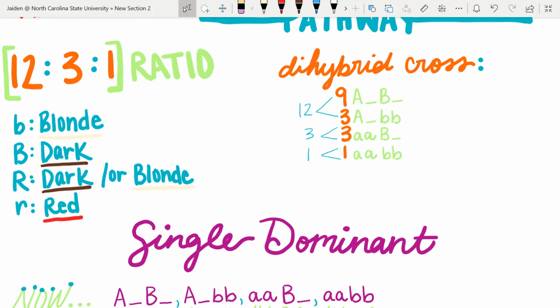So single dominant has a 12 to 3 to 1 ratio that results from a dihybrid cross. Also, we had the breakdown of the genotypes to the left with the correlating hair color, blonde, dark, and red.